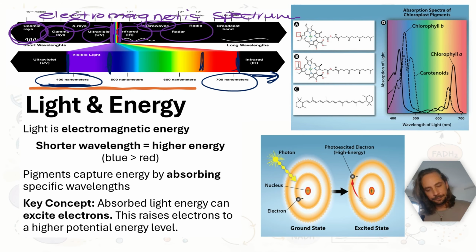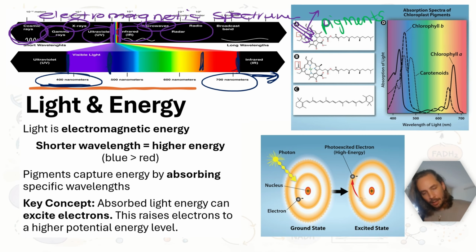Now plants have these different types of pigments. These pigments all absorb different wavelengths of light. What happens is that a pigment will absorb some light and it will reflect other light. In the next slide, I'll show you what I mean by that.